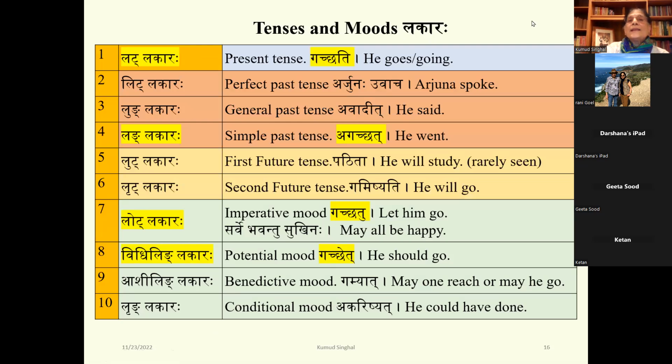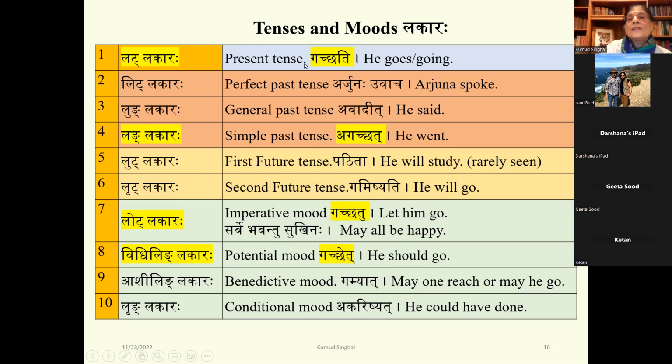As in any other language, Sanskrit also has tenses and moods, and they are called lakaraha. So lat lakaraha is the present tense. Gachati, meaning he goes or he is going. Then there are three kinds of past tenses with slight differences. So we are only going to study the simple past tense, which is called lang lakaraha.